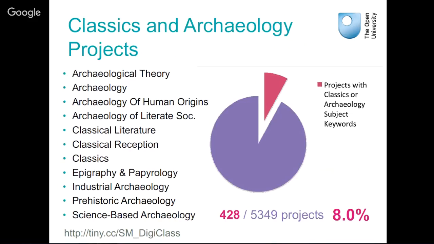I also wanted to look at classics and archaeology projects because I'm specifically interested in the ancient world. And this was done by looking at the controlled vocabulary of subject keywords that you can apply to projects within the Gateway to Research. So these are all the keywords that I could find that relate to classics or archaeology. So I did a keyword search with those, and it came up with about 8% of projects that contain these keywords.